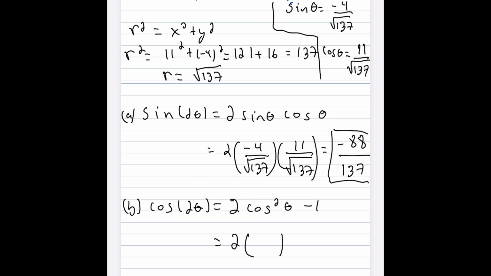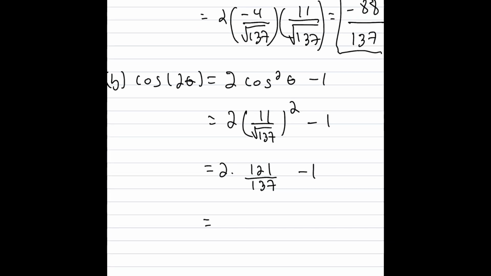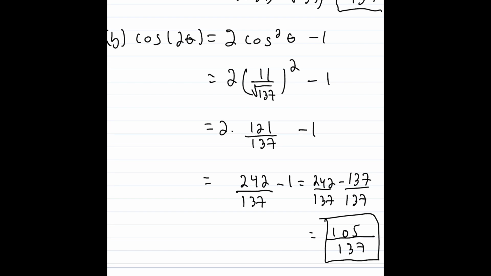So cosine of theta is 11 over the square root of 137, but we need to square that. That's what that 2 means, minus 1. So then you're going to get 2 times 121 over 137 minus 1. 2 times 121 over 137, you get 242 over 137 minus 1. So if you get a common denominator of 137, let's see here, looks like you get 105, if I'm not mistaken. 242 minus 137 is 105, yep. So 105 over 137 is your value of cosine 2 theta.